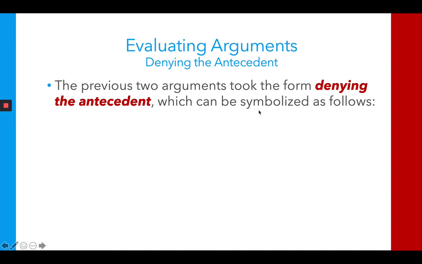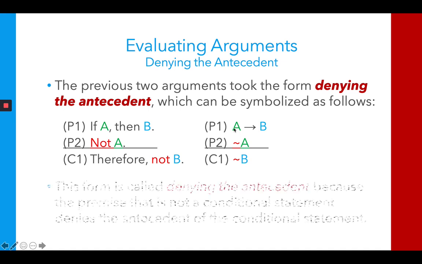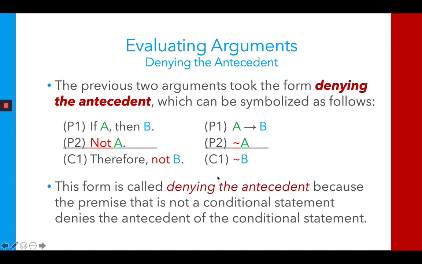The previous two arguments took this form, denying the antecedent, which is symbolized like this. If A, then B, but not A, therefore not B. That's how it gets its name, denying the antecedent: the premise that isn't a conditional, premise 2, denies the antecedent of the conditional statement. So if A then B, not A, we're saying it's not the case that the antecedent is true, concluding that the consequent is not true either.